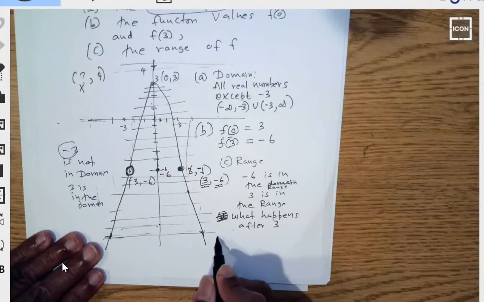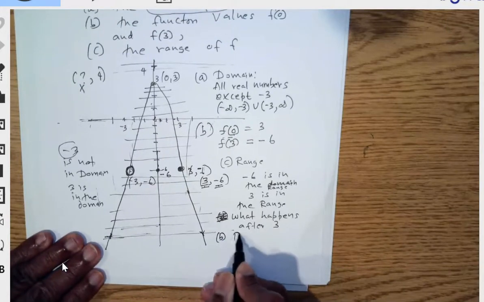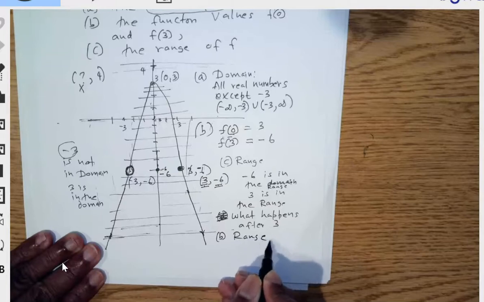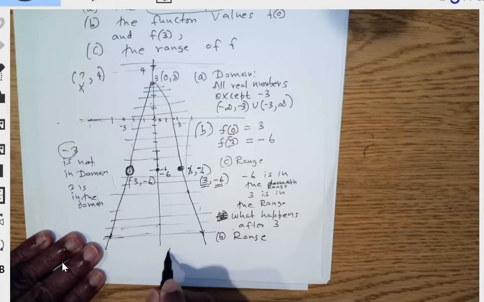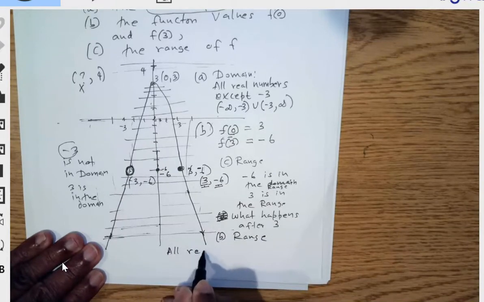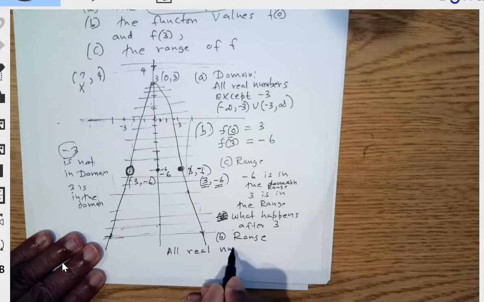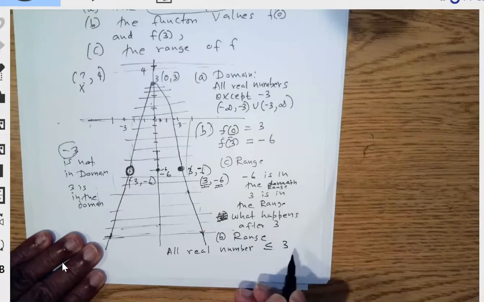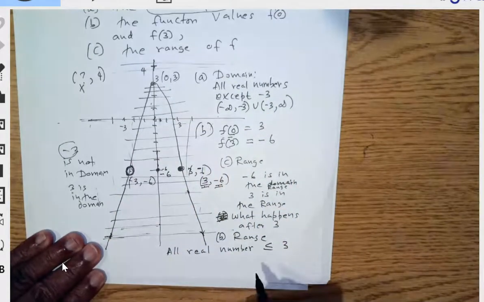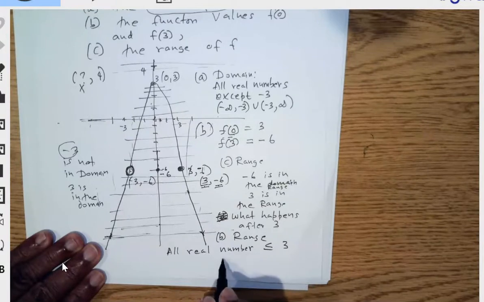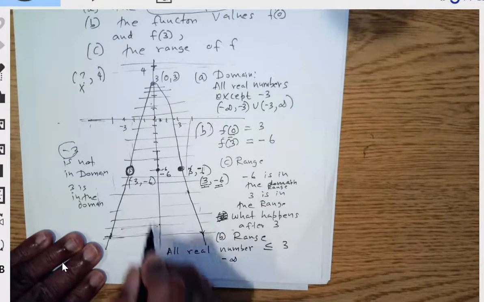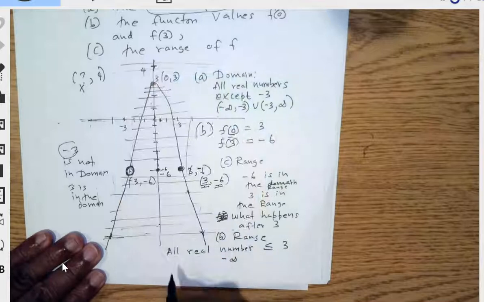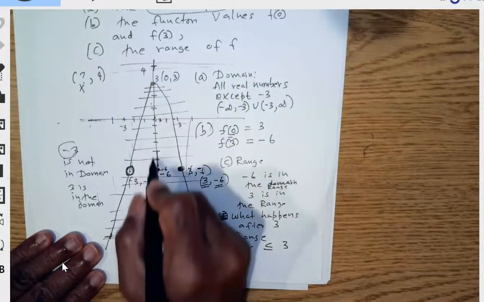So the range will be all real numbers less than or equal to 3, because it was only up to 3. And if you want to write it in interval notation, it's negative infinity, because now you're looking through like that, all the way to 3.